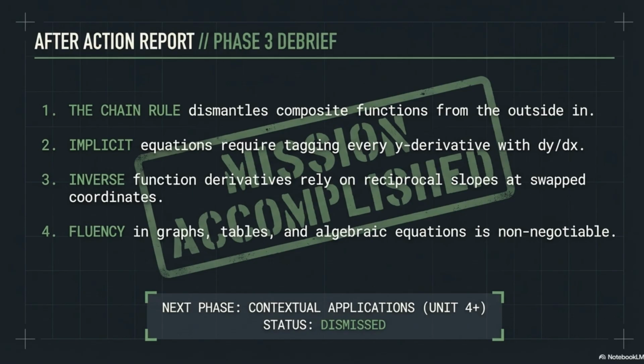After action report. Phase 3 debrief. 1. The chain rule dismantles composite functions from the outside in. 2. Implicit equations require tagging every y derivative with dy/dx. 3. Inverse function derivatives rely on reciprocal slopes at swapped coordinates. 4. Fluency in graphs, tables, and algebraic equations is non-negotiable. Mission accomplished. Next phase. Contextual applications.